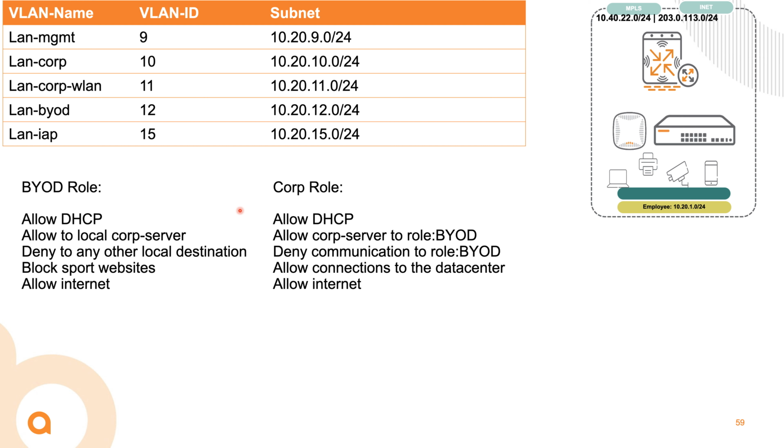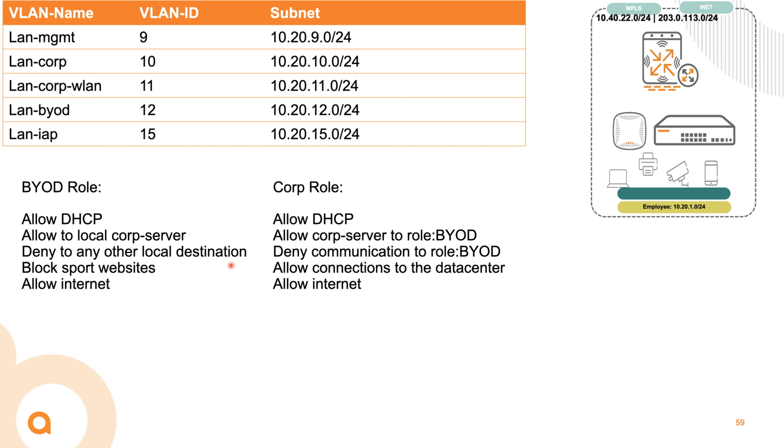And we're going to determine that both devices will be allowed to perform DHCP or have some sort of communication between one another. So this means that the bring your own device can only access the corporate server, and is then denied access to any other local destinations. So, for example, it cannot access the guest network or the management network or the data center for that matter, and then just block sport websites and then allow internet access.